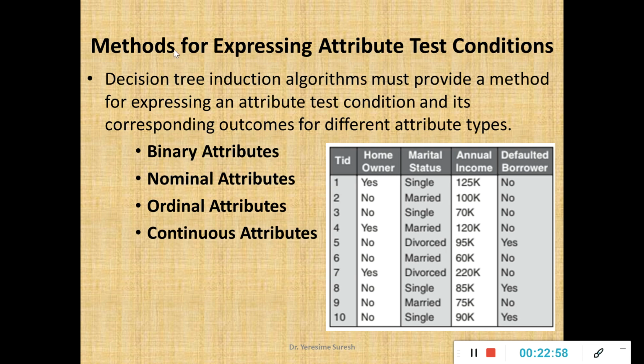And again, before splitting on the test attribute condition, we'll just recall what are the types of attributes available. Binary attributes, yes, home owner is an example for a binary attribute because it is taking only two values, yes and no.